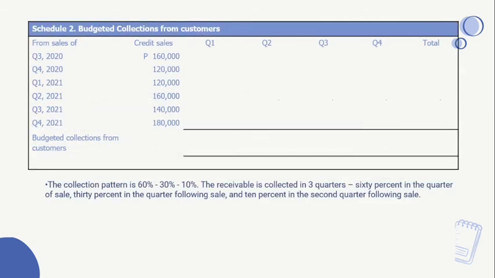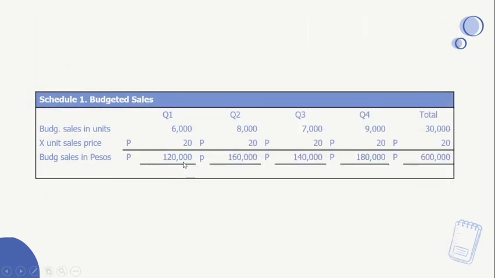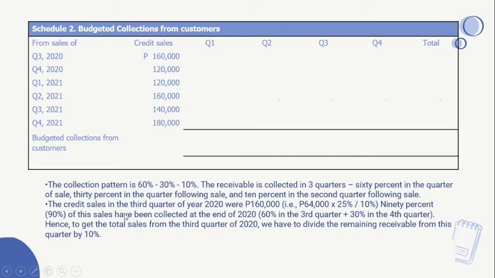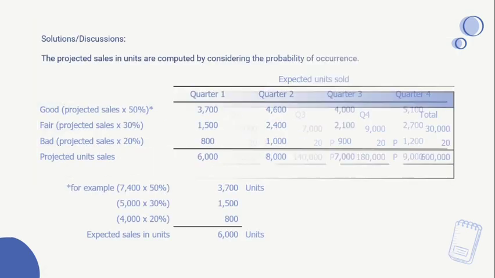So, for Schedule 2, we need to find the budgeted collections from customers. Given our credit sales: 120, 160, 140, and 180. So, here in Q1: 120, 160, 140, 180. Is this amount 160 or 120? The credit sales in the third quarter of the year 2020 were 160,000. That is given earlier.